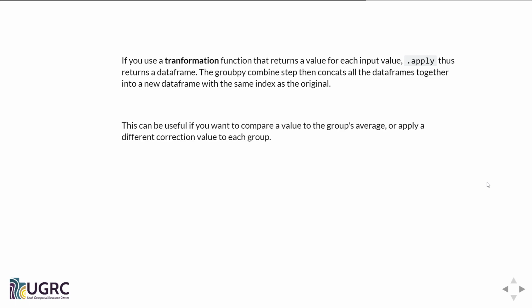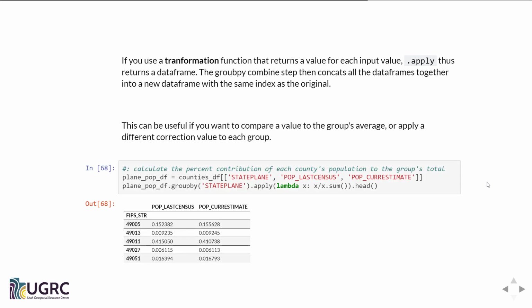So this can be useful if you want to maybe apply the same correction factor to every value within a group, but a different correction value between groups, or compare the value in each group to the group mean. Again, it's a bit of a contrived example here, but I'm going to create this new data frame with just these columns. I'm going to group by the state plane, and I'm going to apply this function that says take the value, divide it by the sum of all the values within that group, and return that.